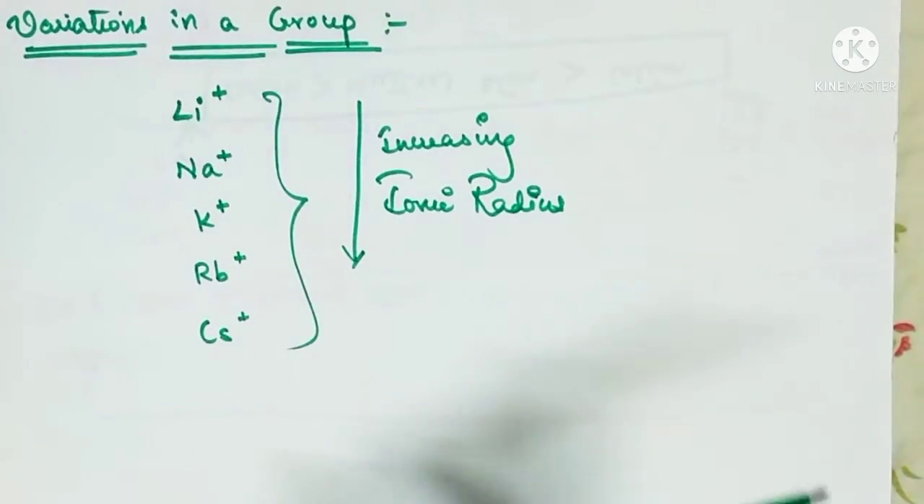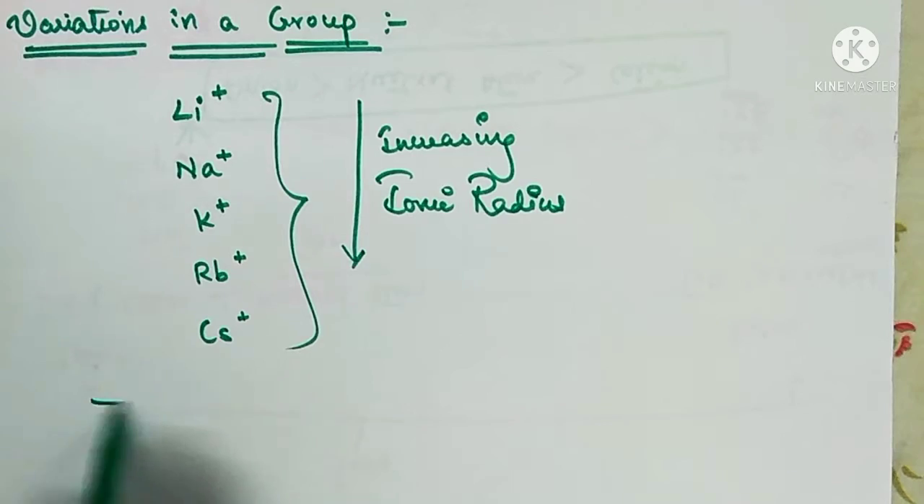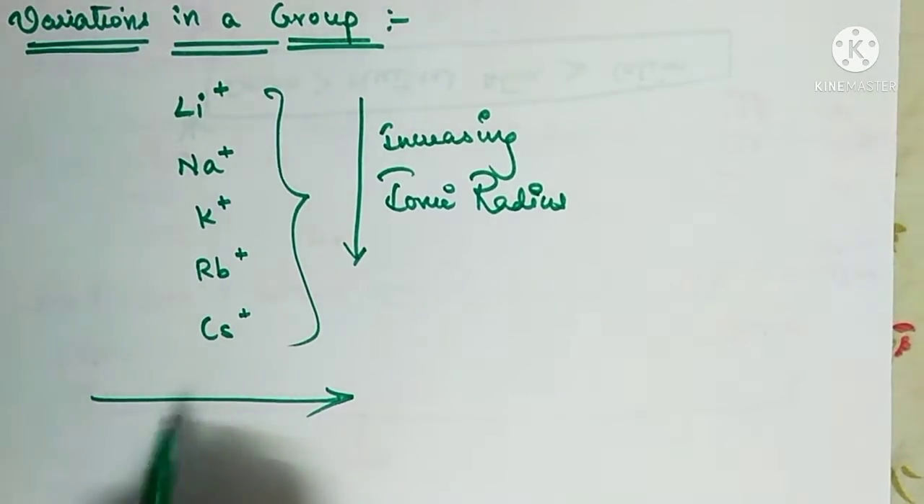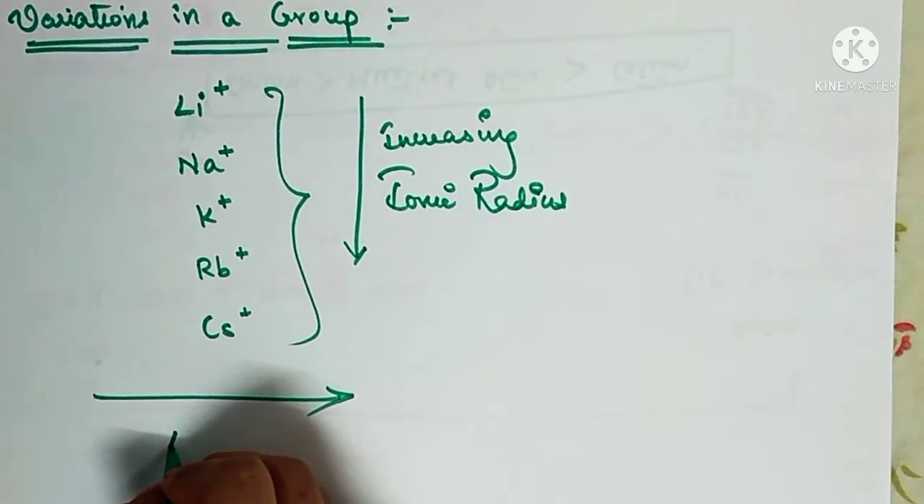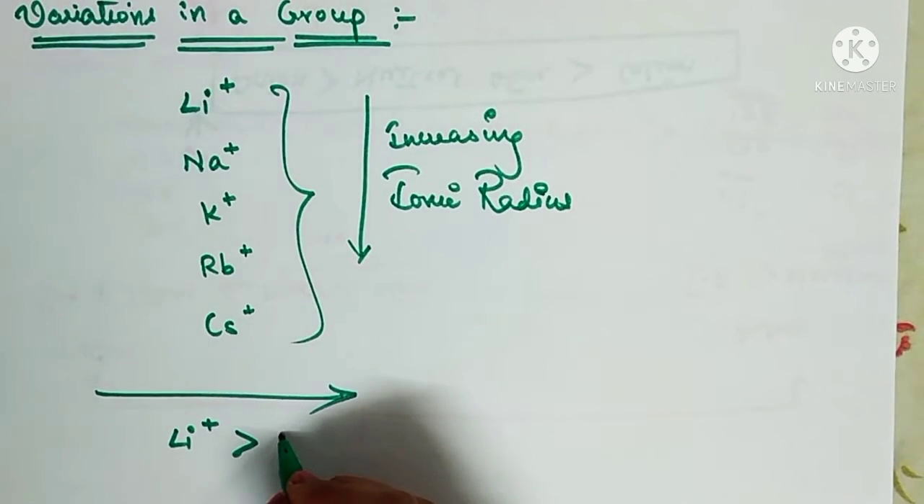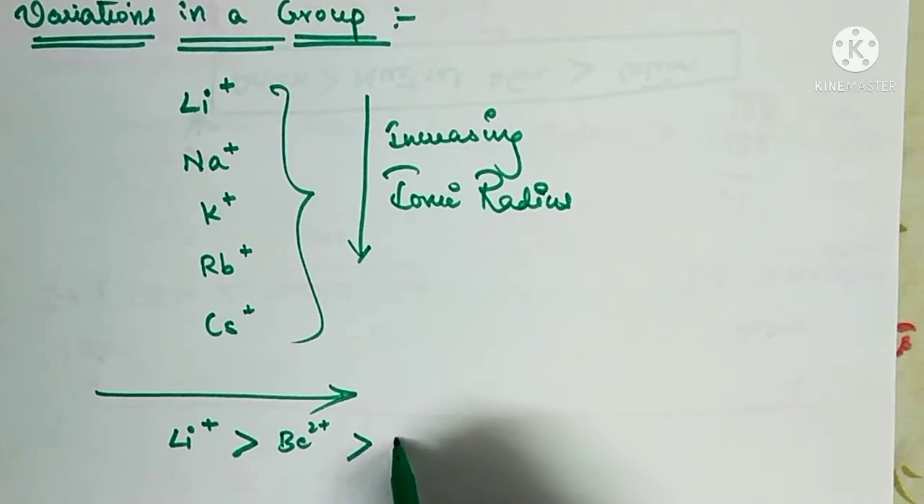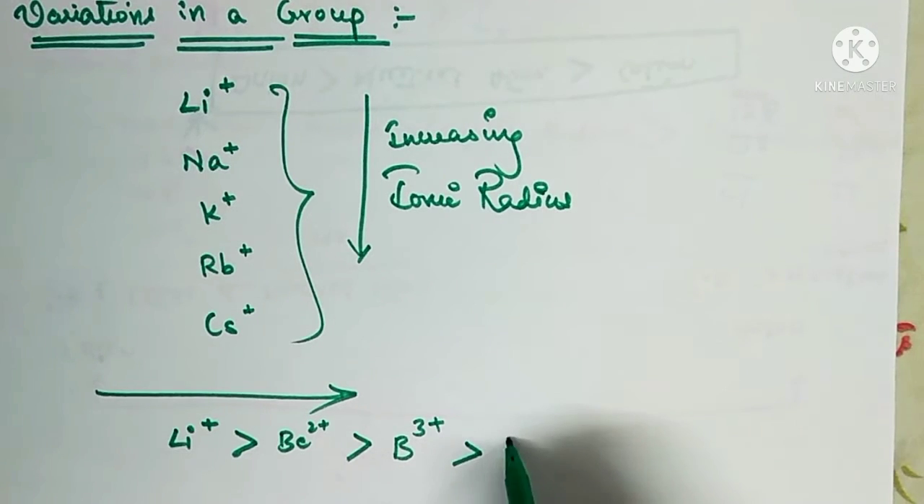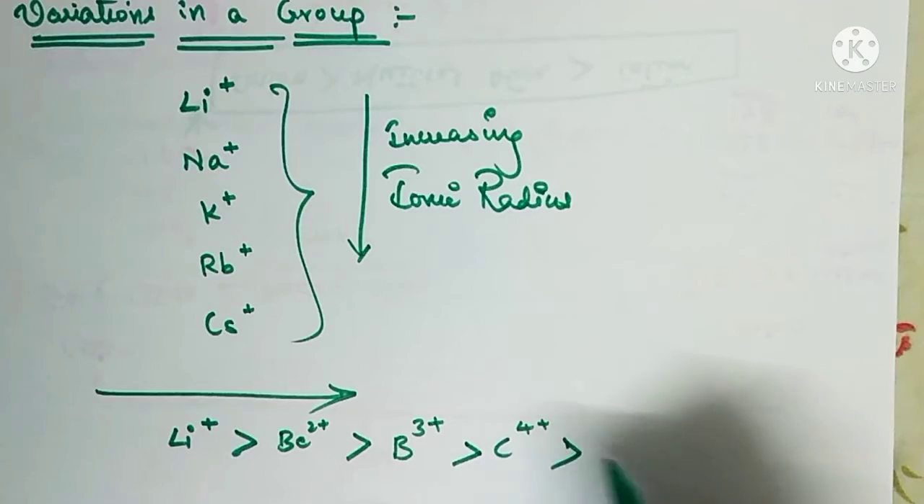It's seen like the atomic radius, but whereas in the period it decreases, like Li plus is greater than Be2 plus, greater than B3 plus, greater than C4 plus, and so on.